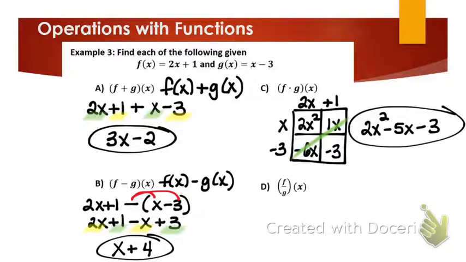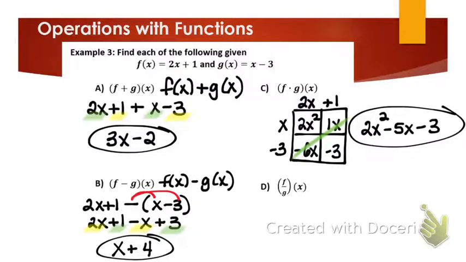Now notice that all 3 of these have a domain of all real numbers. If I were to ask you the domain of any of these 3, none of these have a red light. None of these have denominators and none of them have square roots, so your domain would be all real numbers. But now we're getting into division.